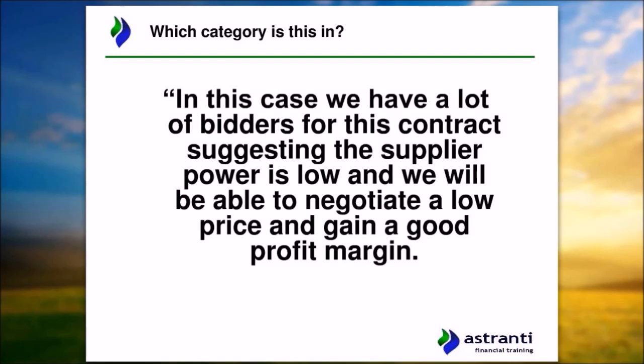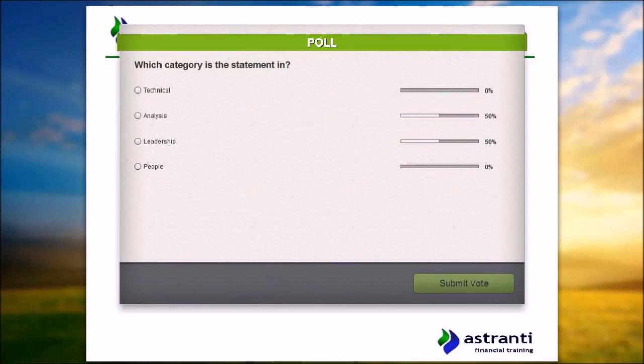In this case, we have a lot of bidders for this contract, suggesting the supplier power is low and we'll be able to negotiate a low price and gain a good profit margin. Okay, so where do you think that one might come? You can start voting now. Okay, so we're starting to get a big preference here for the analysis section. Just one person going for leadership and one person going for people-based skills. So I would agree with you, absolutely.